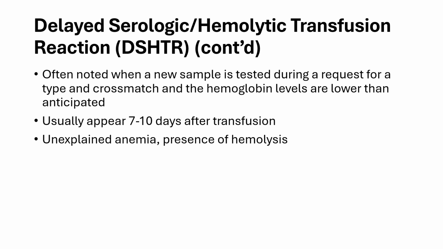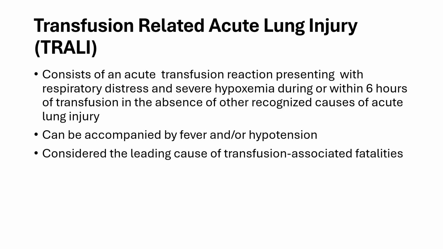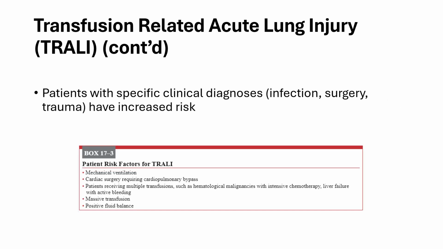So TRALI, or transfusion-related acute lung injury, by definition is an acute transfusion reaction presenting with respiratory distress and severe hypoxemia during or within 6 hours of transfusion. It is a diagnosis of exclusion, occurring in the absence of other recognized causes of acute lung injury. Additional symptoms can be accompanied by fever and/or hypotension. Its significance is that it's considered the leading cause of transfusion-associated fatalities.